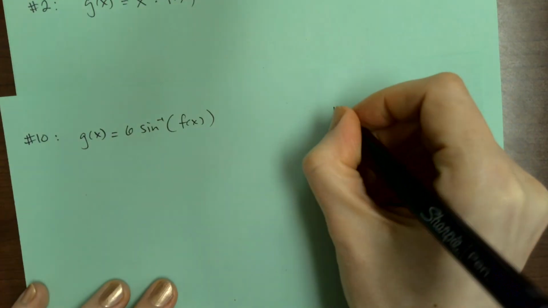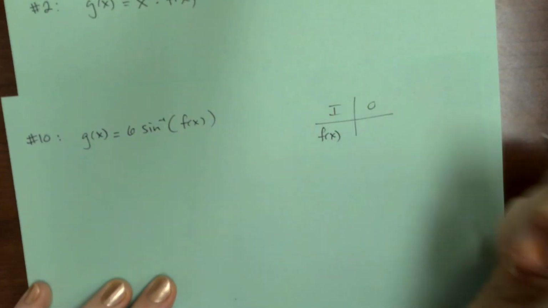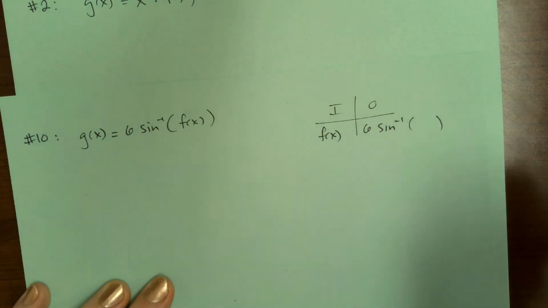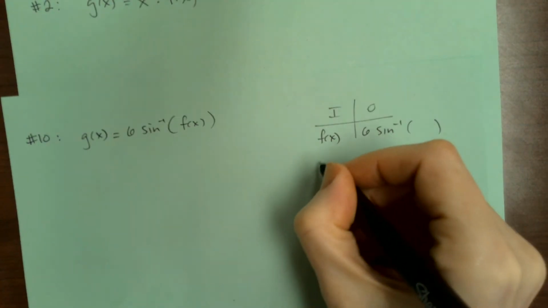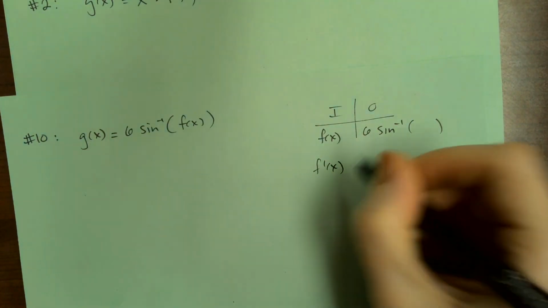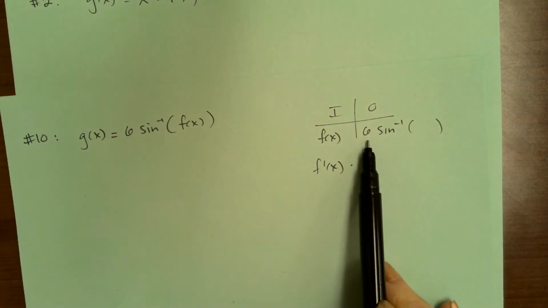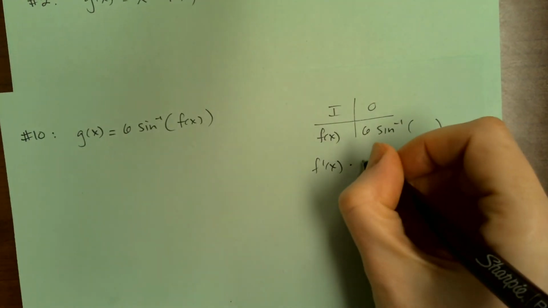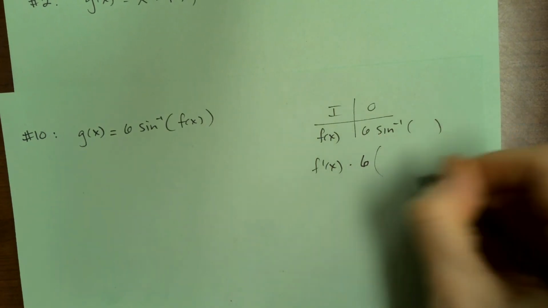So input, output. So the inside is f of x. The outside is 6 inverse sine of blank. Derivative of the inside, f prime of x, times the derivative of the outside. This 6 is a coefficient. It is a constant multiple. It's just a constant that's being multiplied. Constant multiples or coefficients come down. So that just comes down.